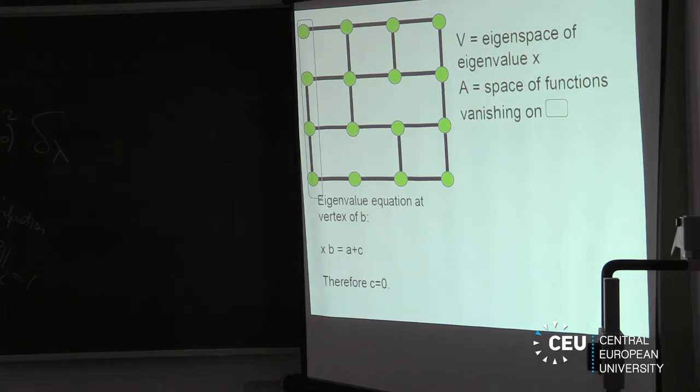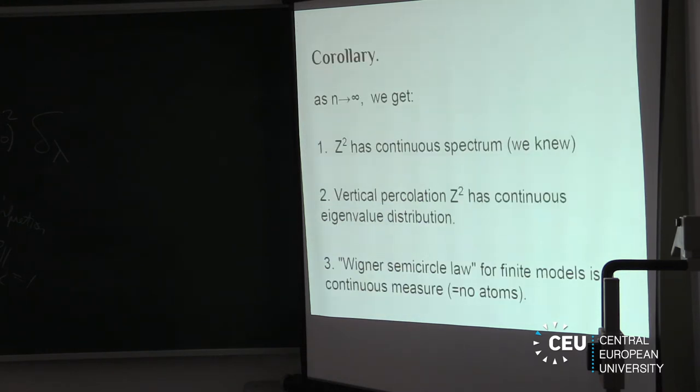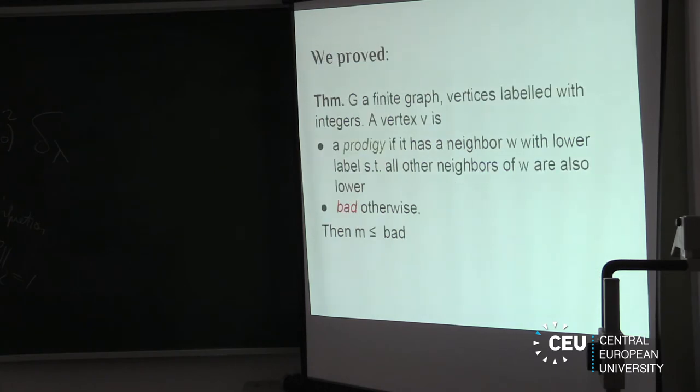And so on, it has to vanish everywhere, so it has to be zero. Okay, so it's a very simple proof that the multiplicity of any eigenvalue in this picture is at most n. So what did we get from this? We got automatically that the spectral measure of this vertical percolation has no atoms at all. So let me skip this. And let me tell you what we proved actually.